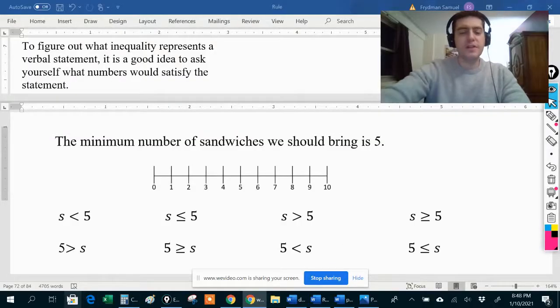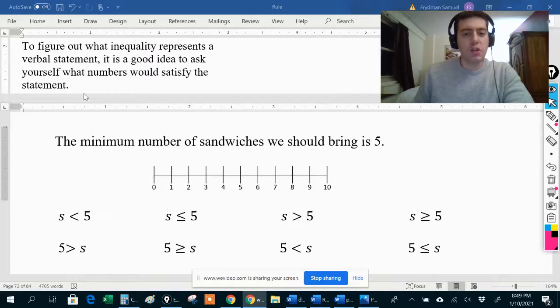Hi everybody. In this video, we're going to talk about writing simple inequalities. So here's a good strategy. To figure out what inequality represents a verbal statement, it is a good idea to ask yourself what numbers would satisfy the statement. Here we have a verbal statement, which just means we're saying something in words.